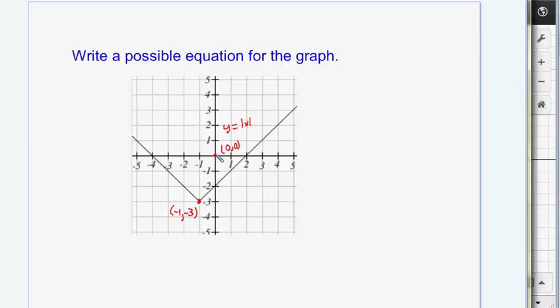So to move this point to this point, you would have to move to the left 1, and then after doing that, you would have to move down 3. So to explore how to move a graph left and down, let's go back to Desmos.